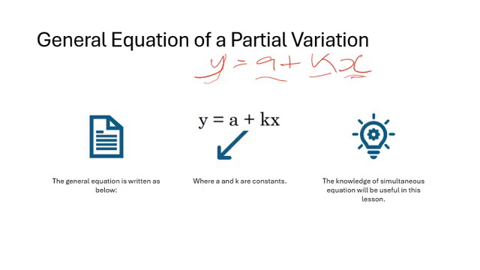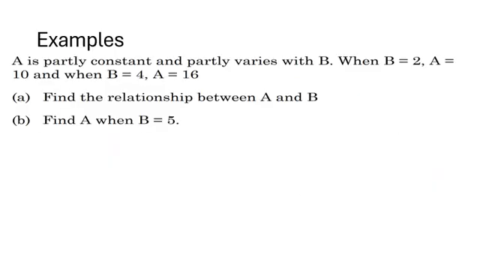Remember, I have already said you have these two. For you to solve those two, you need to know simultaneous equations. When you have two unknowns in any equation, you need simultaneous equations to solve. So the knowledge of simultaneous equations in this lesson is very important. Let's have an example.